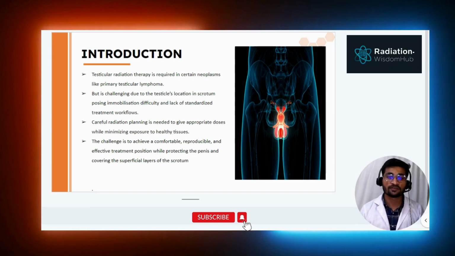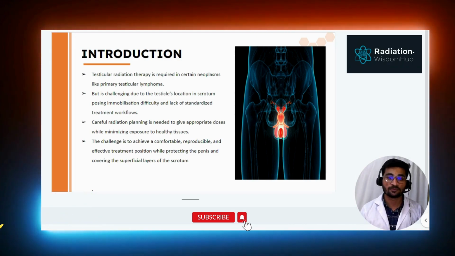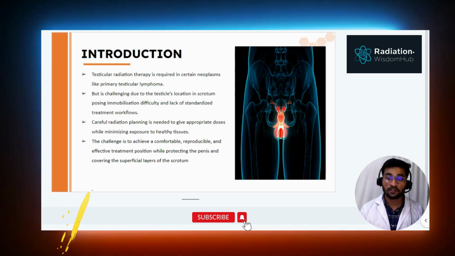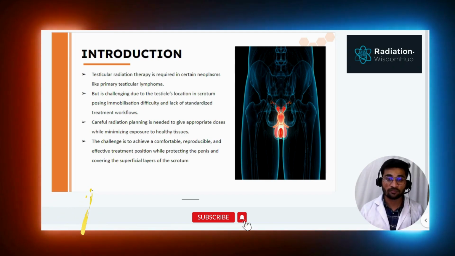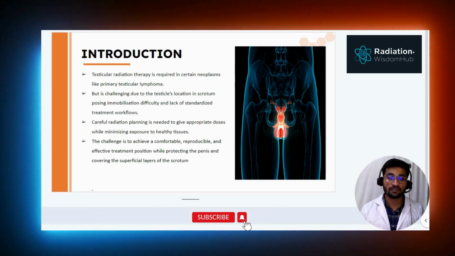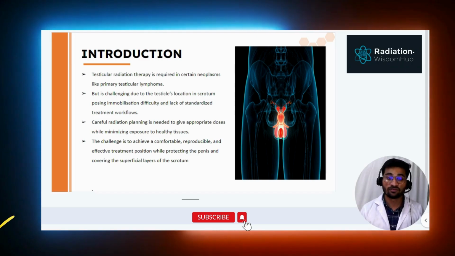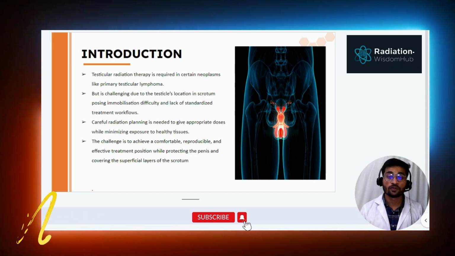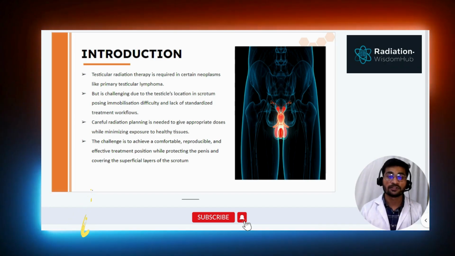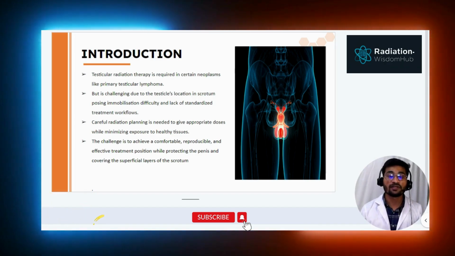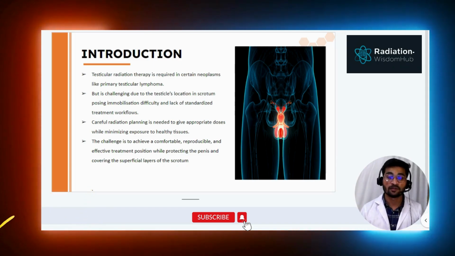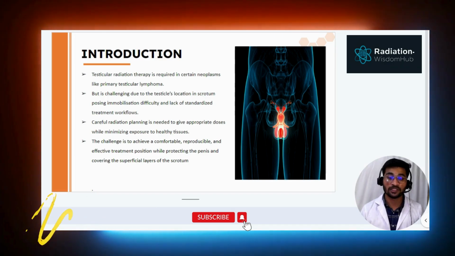Testicular radiotherapy is required for certain neoplasms, like primary testicular lymphoma, but it is challenging due to the testicles' location in the scrotum, posing immobilization difficulty and a lack of standardized treatment workflow. Careful radiation planning is needed to give the appropriate dose while minimizing exposure to healthy tissues. The challenge is to achieve a comfortable, reproducible, and effective treatment position while protecting the penis and covering the superficial layer of the scrotum.